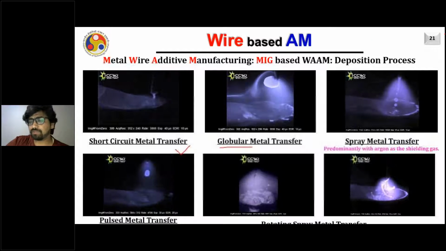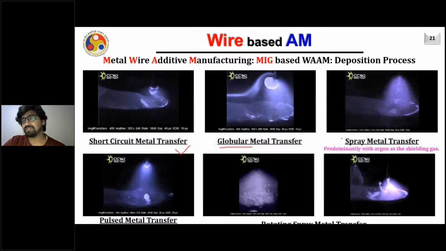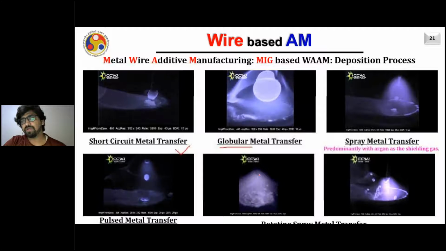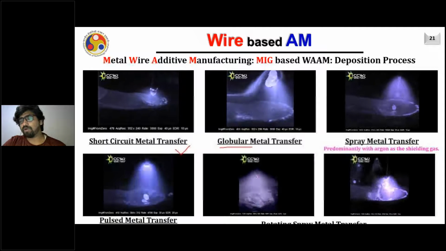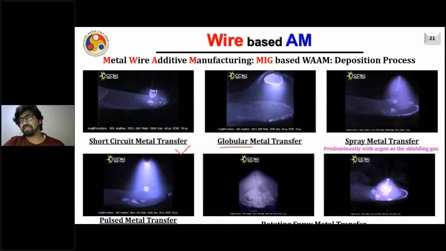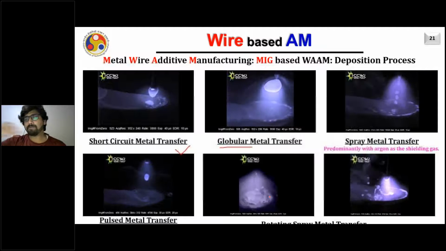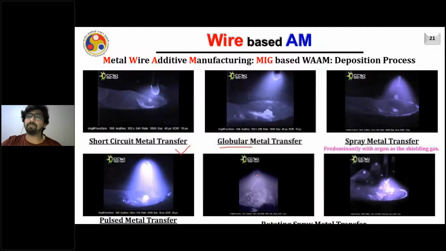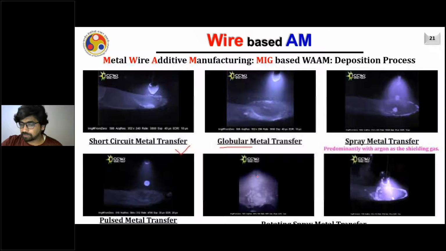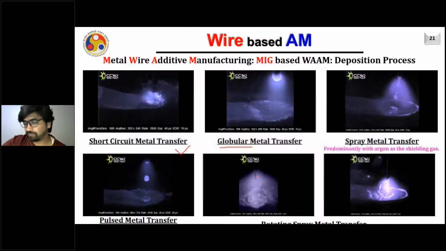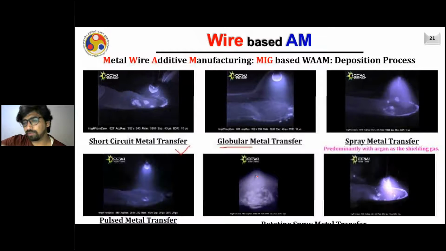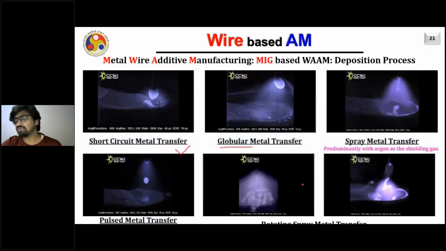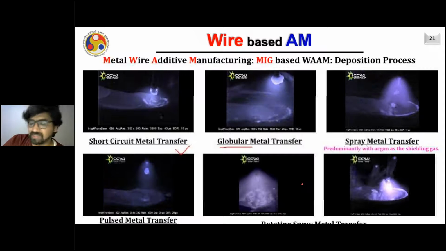Further, in the case of spray metal transfer, if you further increase the current, it may happen that the wire will start melting, and instead of transferring in the form of droplets, it will be continuous metal transfer, and you can see this type of motion due to the metal carrying the current moving in the electromagnetic field, and definitely due to the forces acting on it, it is just deposited in a circular form. But none of these are suitable for additive manufacturing or wire based additive manufacturing process.